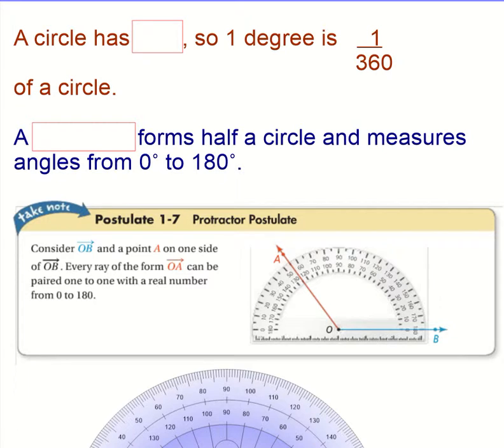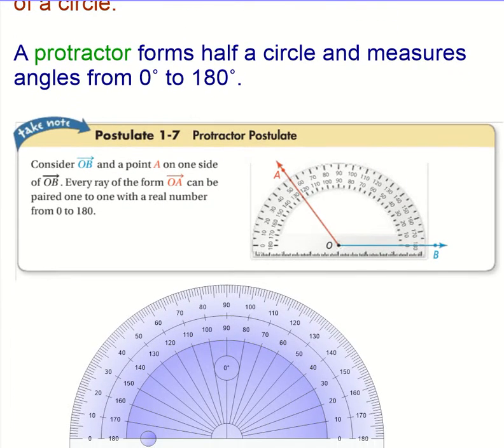Something to keep in mind is a circle. A circle has 360 degrees, so 1 degree is 1/360th of a circle. A protractor forms half a circle and measures angles from 0 to 180 degrees. We're going to do some work with protractors over the next few lessons. And if you look at this postulate, consider the ray OB and point A on one side of OB. Every ray of the form OA can be paired one-to-one with a real number from 0 to 180.